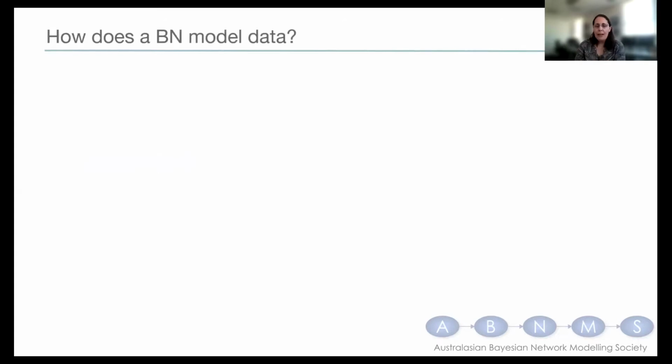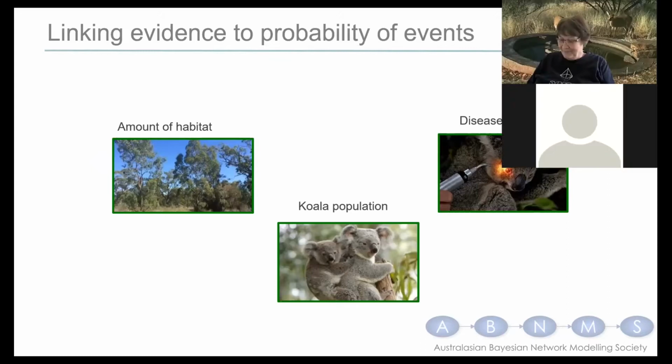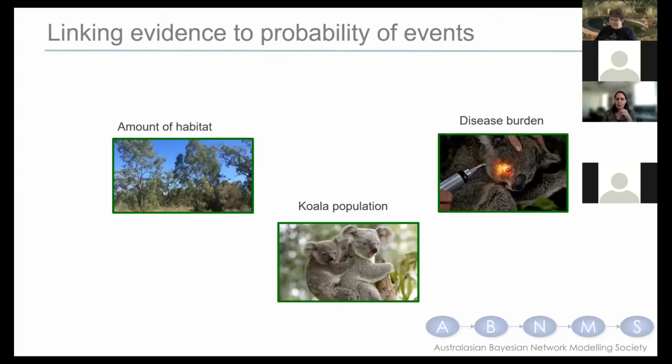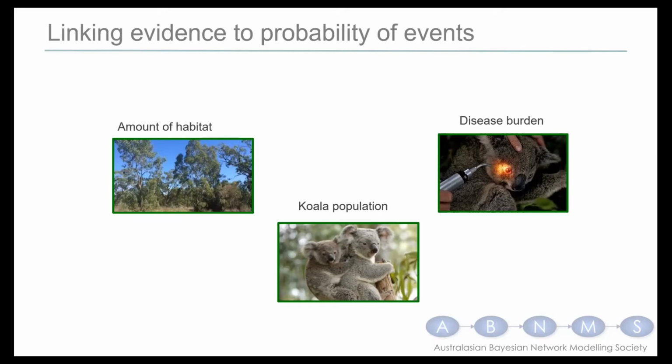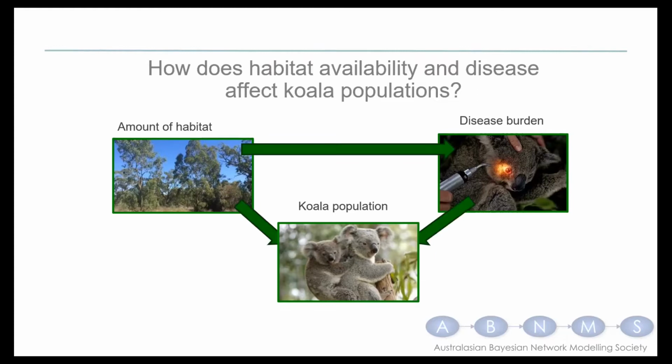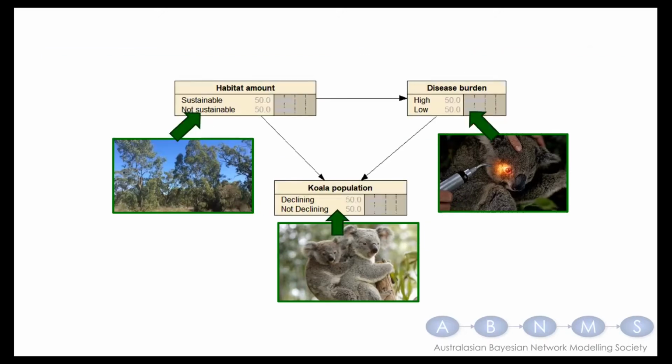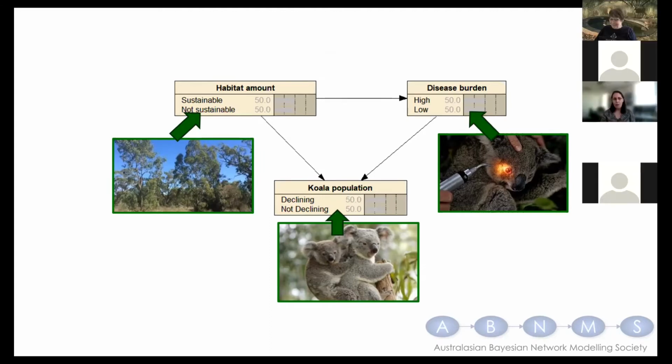So Sandra Johnson already gave us a really great introduction in our first webinar, which is now up on YouTube, on how Bayesian networks model data. Just as a refresher, it's all about linking the evidence to the probability of events. Using koalas as an example, because they are adorable, say we know that the amount of habitat and the disease burden is going to affect our koala population. We also know that the amount of habitat is going to affect the disease burden on koalas. This is the exact kind of information that we put into our Bayesian networks.